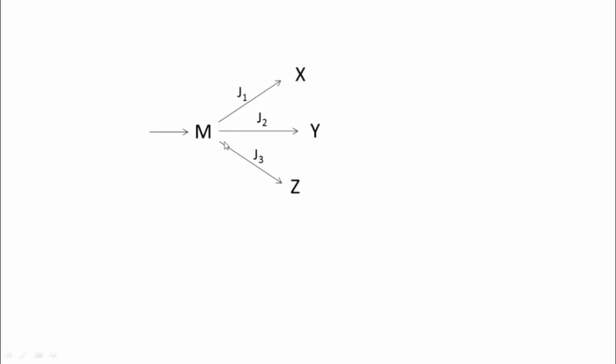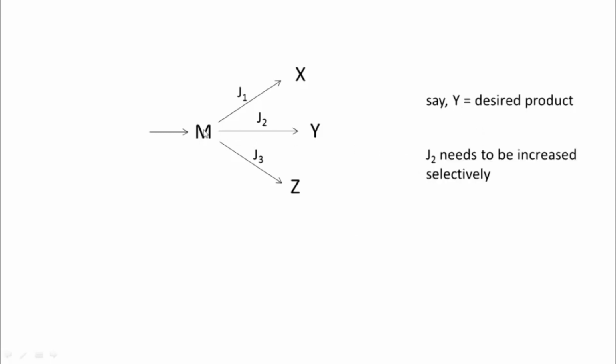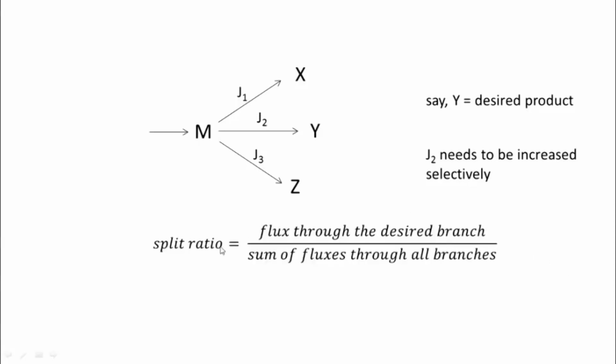So in formal terms, if metabolite M undergoes 3 reactions with rates J1, J2 and J3, or fluxes J1, J2 and J3 in this terminology, to give you X, Y and Z, and let us say that Y is the desired product, J2 needs to be increased selectively over J1 and J3, right? So the split ratio, as it is called, is the flux through the desired branch divided by the sum of fluxes through all branches. It can be written as J2 divided by the sum of all J's, so J2 by J1 plus J2 plus J3. This is the split ratio.